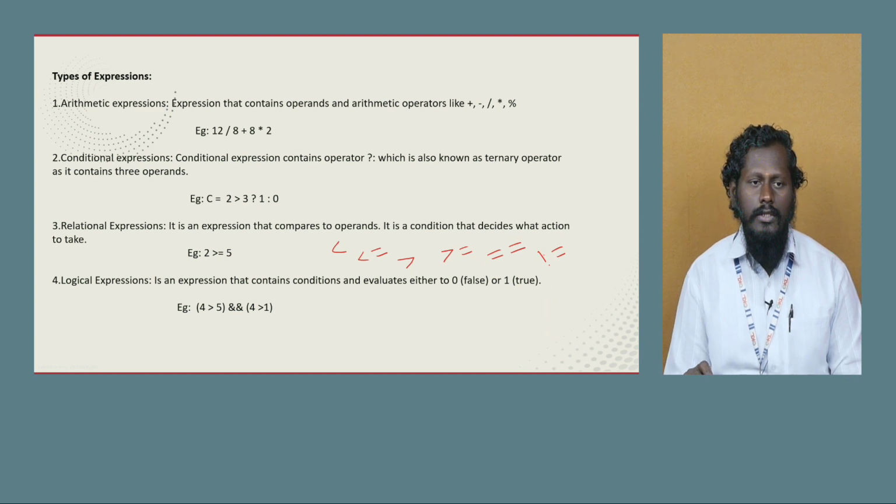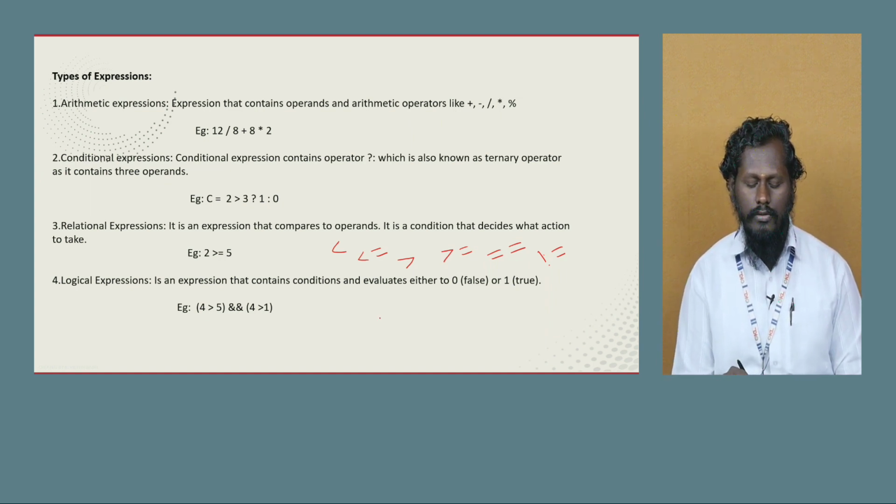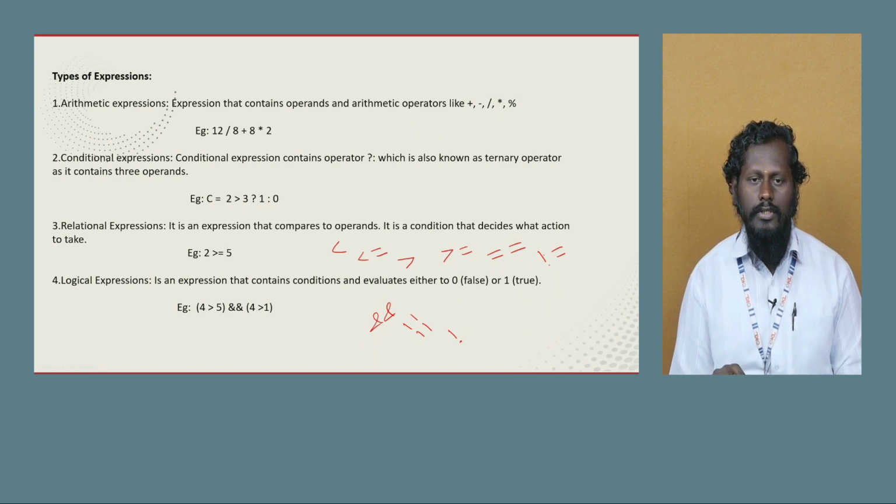And the next one is logical expressions. For logical expressions we use the logical operators called logical and and logical or. If we write two ampersands, that is called the logical and operator. If you use two pipe symbols, that is called logical or. And another one is the exclamation symbol, called logical not. So these three are called logical operators. These are some basic expressions and basic examples about expressions.